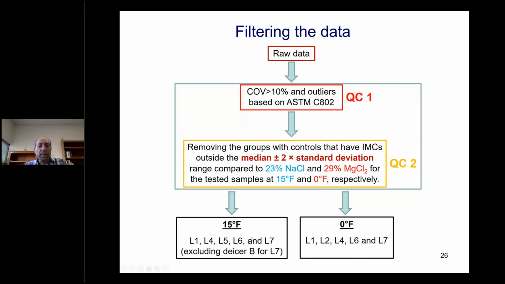So, for instance, for the results obtained at 15 Fahrenheit, we finally came up with groups L1 and L4. It means that we have removed L2 and L3. And we also have L5, L6, L7, and we also excluded deicer B for L7. For 0 Fahrenheit, we have groups L1, L2, L4, L6, and L7.